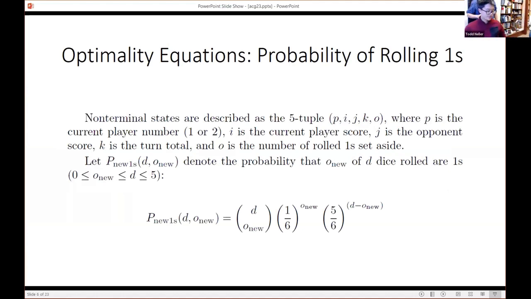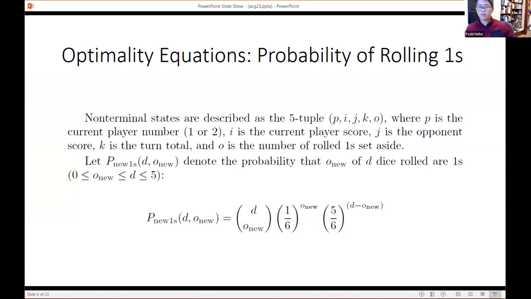All right. Based on the example round, there are 2 optimal equations we need to consider. You can see there's a risk of rolling a 1, so we need to find the probability of rolling 1s. Non-terminal states are described with 5-tuples, P, I, J, K, O, with P denoting the current player number, 1 or 2. I is the current player score. J is the opponent score, and K is the current turn total. And O is the number of rolled ones that have been set aside.